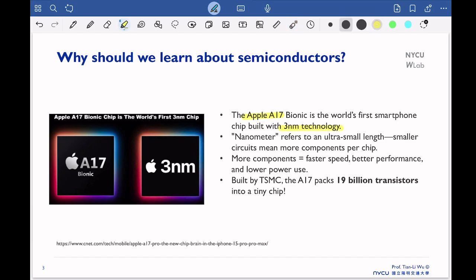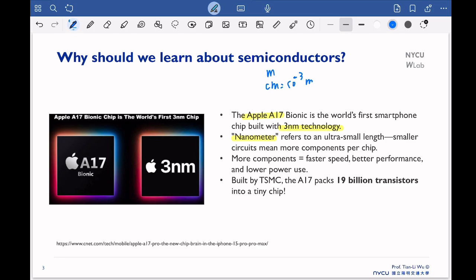So the nanometer is a very important unit for semiconductor people like us. In general, nanometer refers to an ultra small length. That usually means it's a really small scale. So how small is the nanometer? Just to give you some ideas, usually we refer to the meter, and in our daily life we very often use the meter and centimeter. So the centimeter is equal to 10 to minus 3 meter.